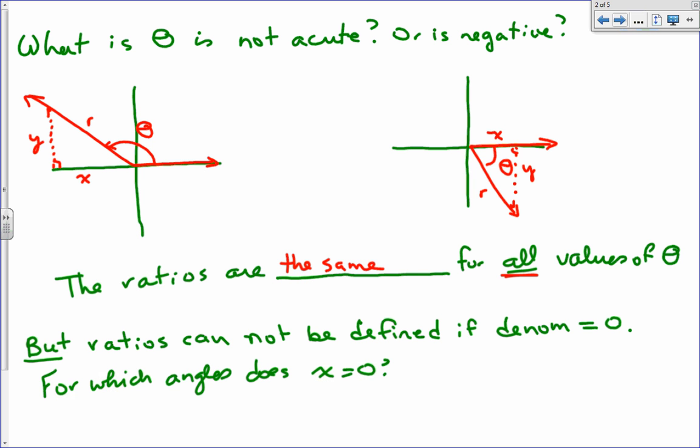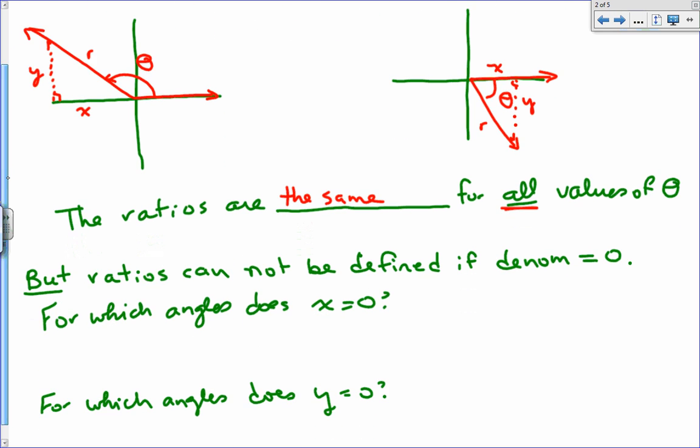Okay, and so does the secant. Sorry, the tangent and the secant have x in the denominator. So which angles give us an x equal to 0? If you think about it, if that's our xy plane, our Cartesian plane, x is equal to 0 along the y-axis, right? So if theta is 90 degrees, or pi over 2, or if theta is 270 degrees, or 3 pi over 2, we end up with x equaling 0, and so those ratios won't be defined there.